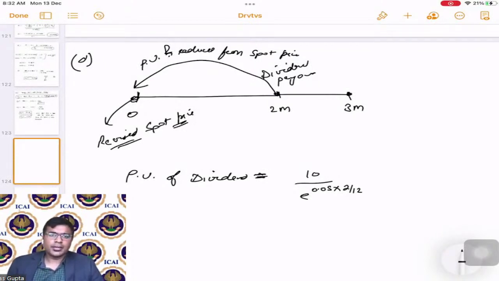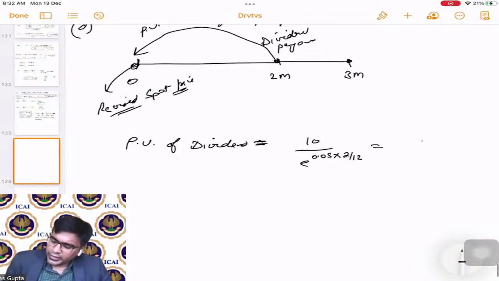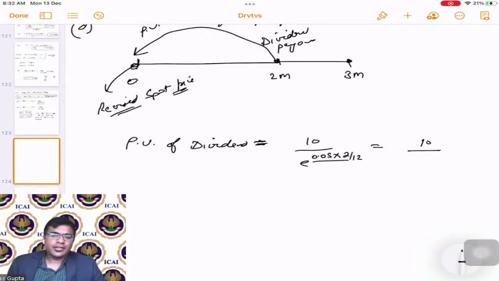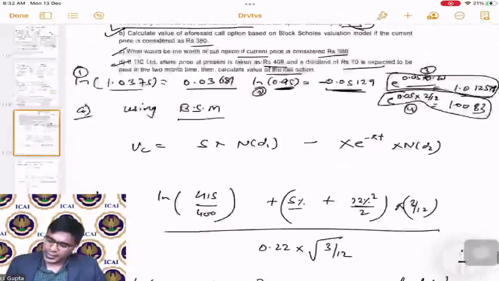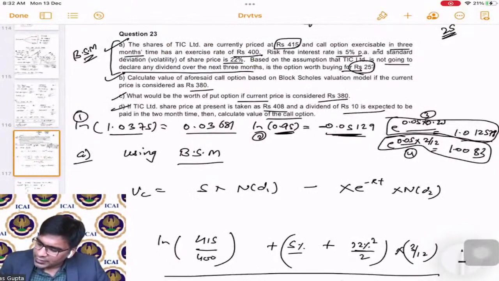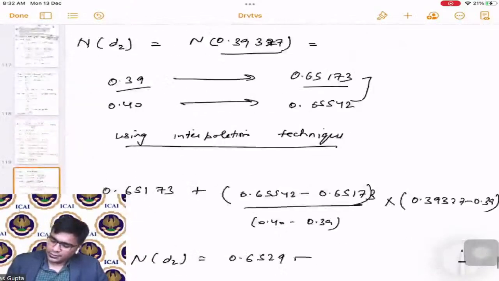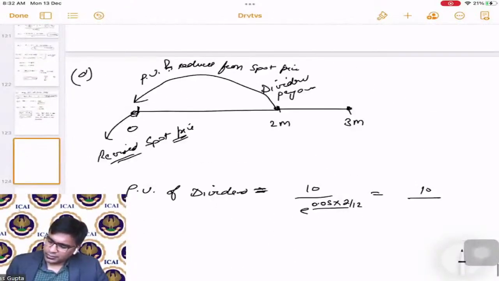This is the dividend's present value. Now, for calculating this, 10 divided by e raised to the power 0.05 multiplied by 2 by 12, how will it be calculated? It is actually given in the question. This is one of the 4 points I have put here. So this is equal to 1.0083.